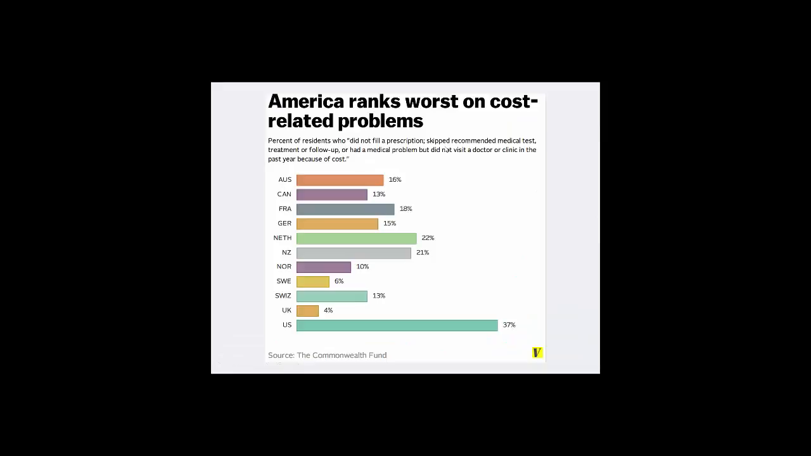America's problems rank them as worse on cost-related problems, meaning the percent of residents who did not fill a prescription, skipped recommended medical tests, treatments, or follow-up, or had a medical problem but did not visit a doctor or clinic because of cost is highest in the United States at 37%, and the lowest in the UK at 4%. Again, I like using Switzerland as our kind of backdrop since their system is closest to ours. There it's only 13%.